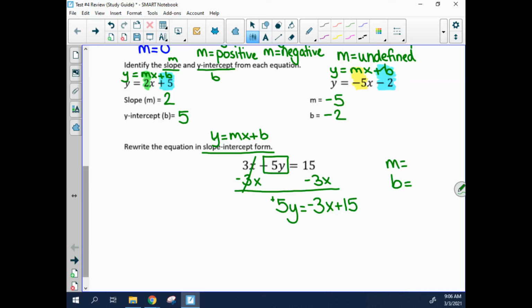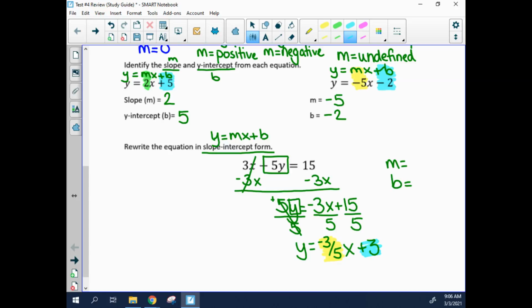I'm still not finished because I want to get y by itself. So now I'm going to divide both sides by 5. So I'm going to divide every single term by 5. We're going to end up with y equals -3/5 x, and 15 divided by 5 is 3, so plus 3. My slope, again, is going to be the number between the equal sign and the x, and the b is going to be the number at the end. So m is -3/5 and b is +3.